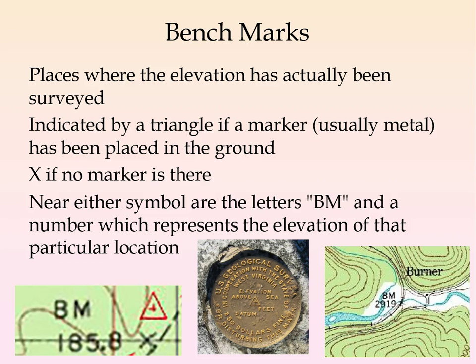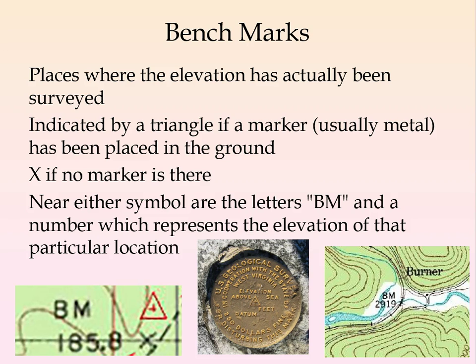So the first symbol that we're going to look at is a benchmark. Benchmarks are places where the elevation has actually been surveyed. So BM will be used to indicate a benchmark on a topo map. If you look down in the bottom left corner, you can see part of a topo map with the BM there for benchmark. Underneath that is 185.8. That is the actual elevation. And then you see an X next to the elevation. An X indicates that there was no marker there.